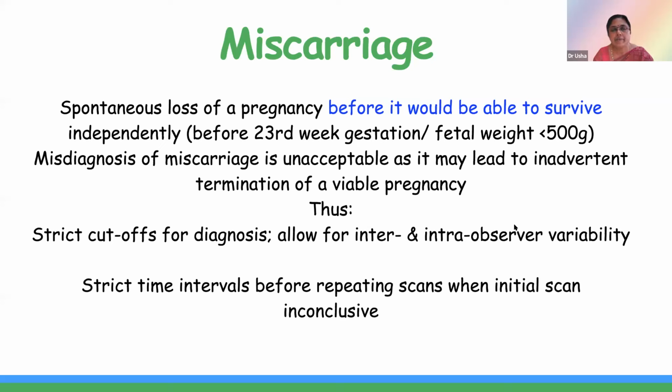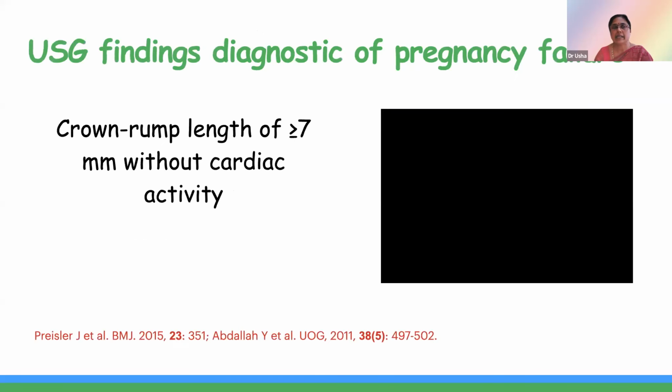That is why they have given very strict cutoffs, because we all know that when the fetus is 2 to 4 millimeters itself, we will be able to see the heart rate. But some more allowance is given, so we take 7 millimeters as a cutoff. This also allows for inter and intra-observer variability. Strict time intervals are also suggested to repeat scans when the initial scan is inconclusive. So what are the criteria to call it a miscarriage?